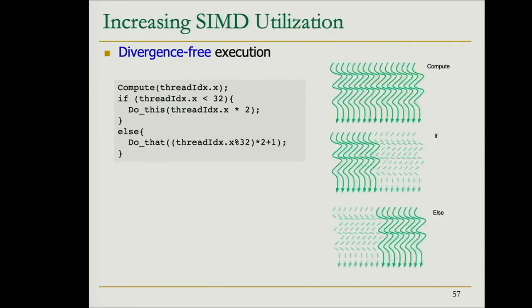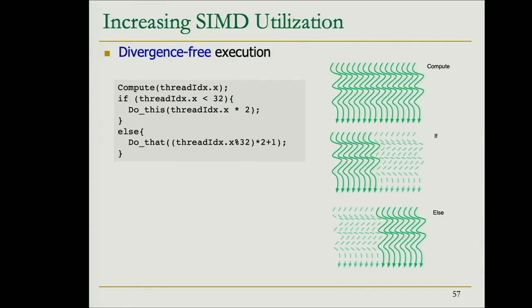So something like this. When we reach the if-else statement, the if part is computed by these threads here, while the else part is computed by these threads here. If these two parts belong to different warps, then I no longer have divergence, and I can have 100% SIMD utilization. This is obviously abstract, right? Because you don't know what is "do this" and "do that".